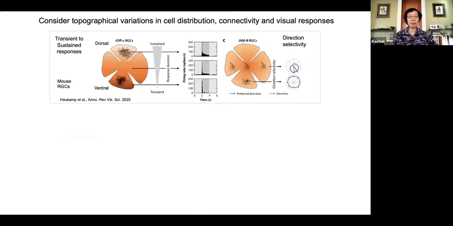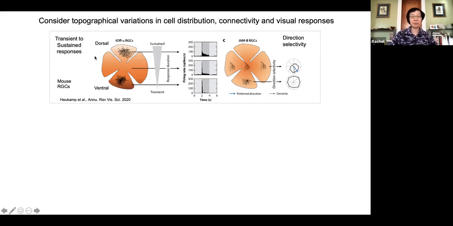The other thing we need to really, really consider is that the retina, in spite of the fact that we always say it's simple, it has repeatable units all across the retina, these units actually can vary quite a bit across different regions of the retina. So we have to consider cell distribution, connections even, and visual responses, which may change because circuitry is different.